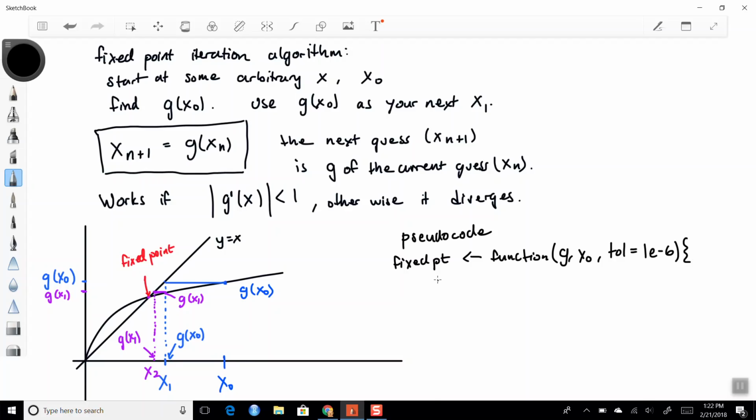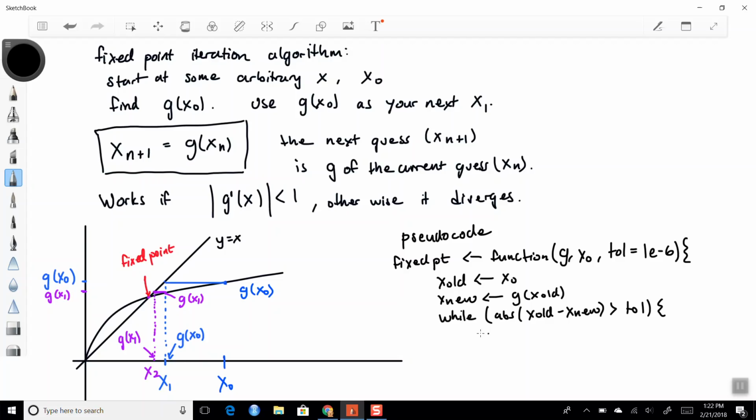And basically I will start off by saying x old is our current value, x0, and then x new will be g of x old. And then I'm going to start a loop. I will say while the absolute value of x old minus x new is greater than our tolerance, then repeat the following.